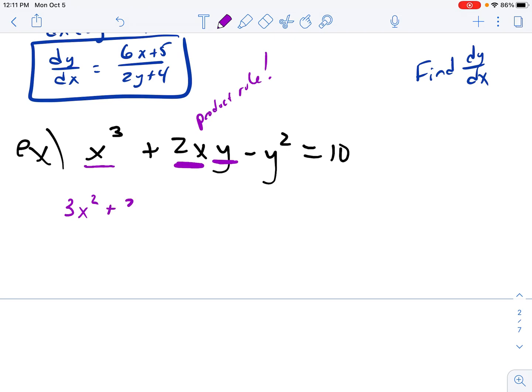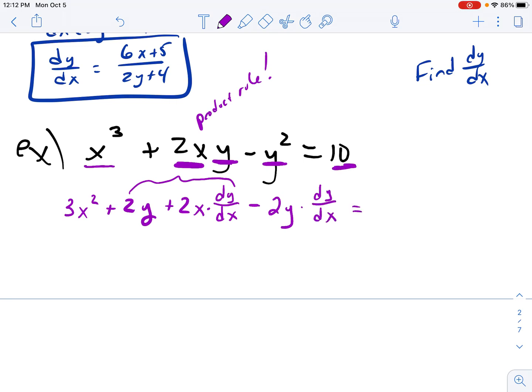So the derivative of the first piece, 2x, is just 2 times the other piece, y, plus I will keep the first piece, 2x, and multiply by the derivative of y with respect to x, which is our first dy/dx. So this came from the product rule. Now, the derivative of negative y squared is going to be minus 2y to the first, again times dy/dx, because it was a y term. And don't forget to take the derivative of the right-hand side. The derivative of any constant is 0. So be careful there. Go back and rewind if you need to.